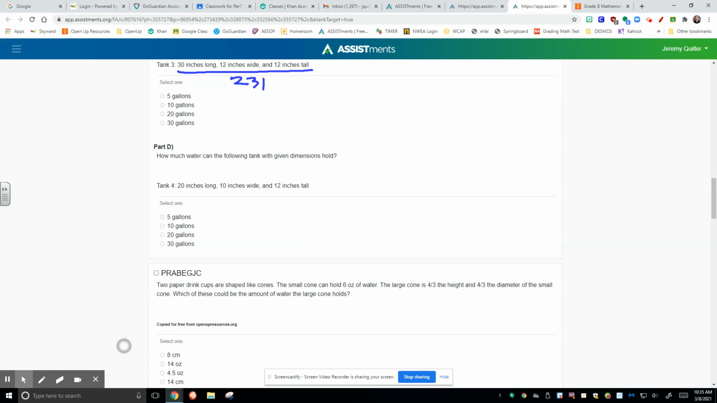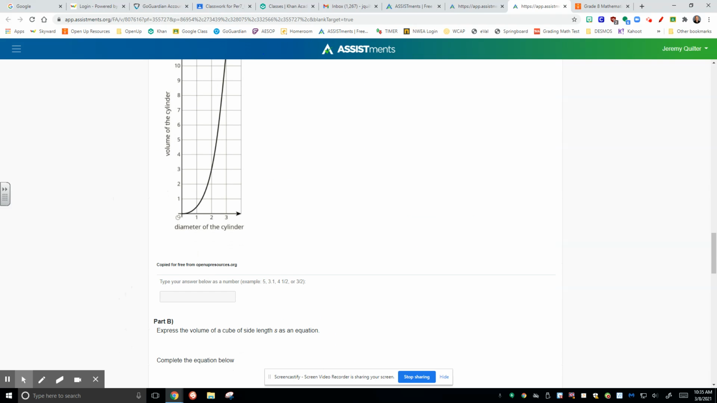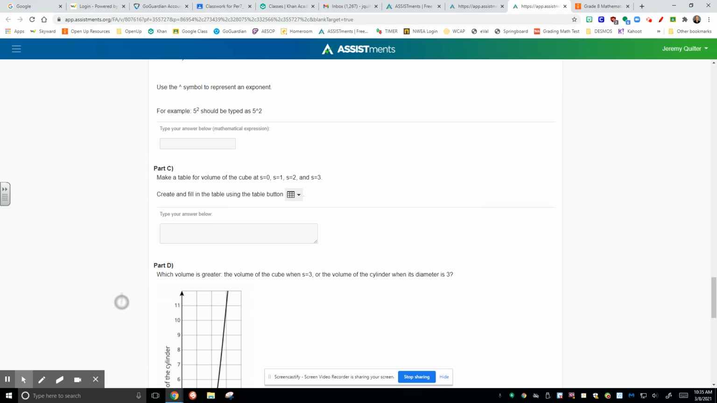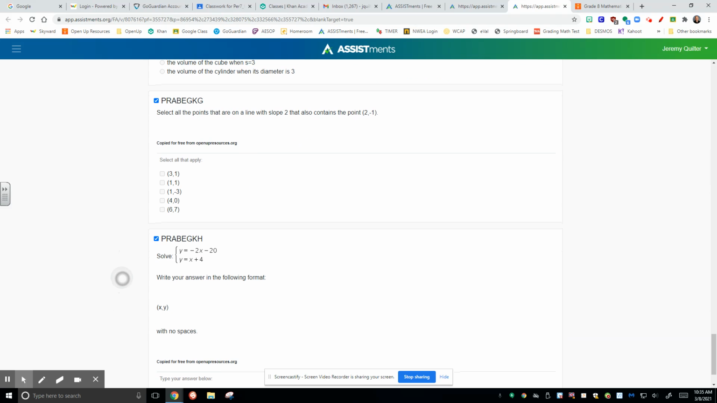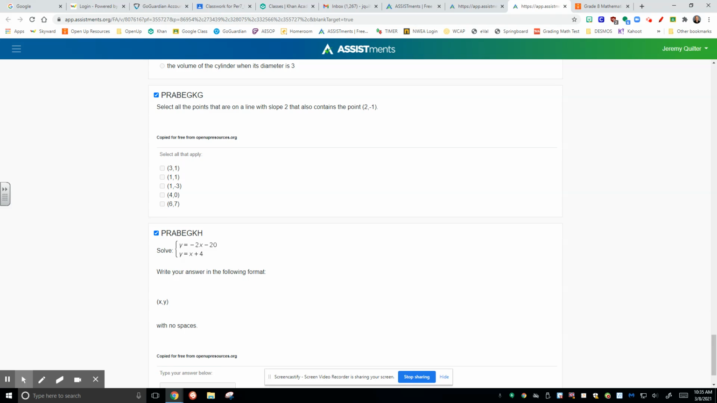We're going to skip over that next one and that one, all the way down to these ones. It says select all the points that are on a line with the slope 2 that contain the point (2, -1). They all have to have a slope that's equal to 2, so we have to do a couple different things here. We have to check these to make sure that whatever works with this point, (2, -1), is in line with the slope.